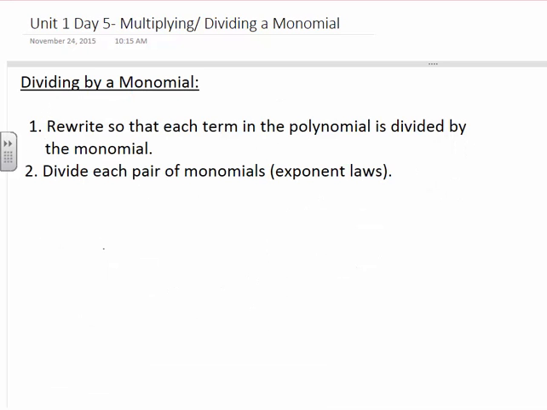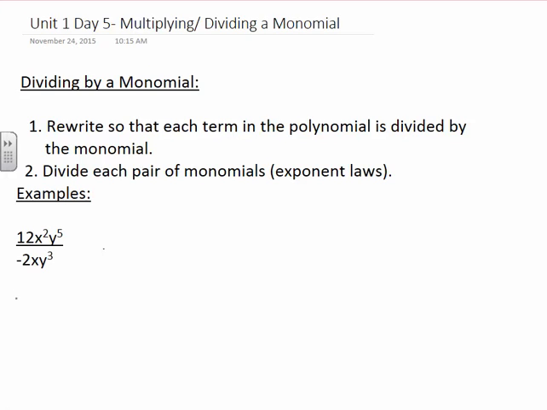Now to learn how to divide by a monomial. The steps are as follows. So first you want to rewrite the question so that each term in the polynomial is divided by the monomial. Then you divide each pair of monomials using your exponent laws. Let's look at an example here. We have 12x squared y 5 divided by negative 2xy cubed. So each term in the polynomial is already being divided by the monomial because there's only one term.